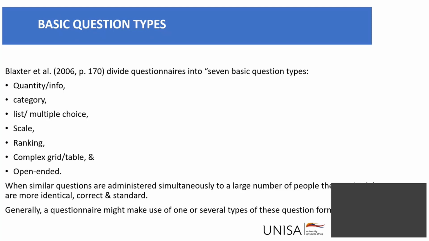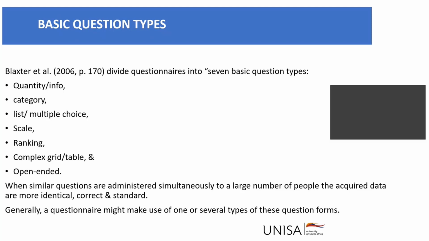So when you formulate the question, look at it and say, is it the quantity or information that I'm looking for? Is it the category? Is it the multiple choice? Is it the scale? Am I looking at the ranking? Am I looking at the complex grid? Or is it open-ended? So when similar questions are administered simultaneously to a large number of people, the acquired data are more identical, correct, and standard.